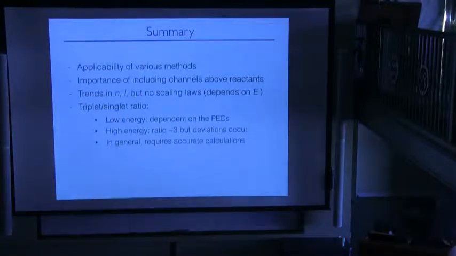We observed the trends in principal quantum number and orbital quantum number, but no real scaling law, in particular because it depends a lot on the energy of the collision. And regarding the triplet to singlet ratio, while at low energy, like everything else, it depends on the details of the potentials. At high energy, it looks like it's getting close to 3, but there are large deviations still. And what I mean by high energy, as you saw, was about 1 keV. I didn't go higher here. And so in general, unfortunately, it looks like it requires accurate calculations.